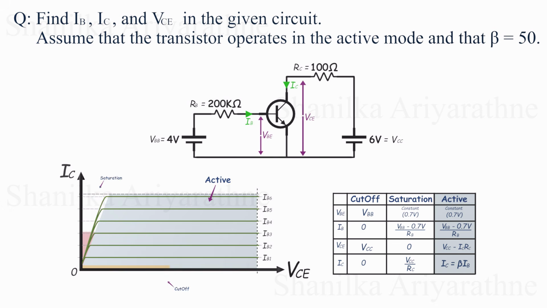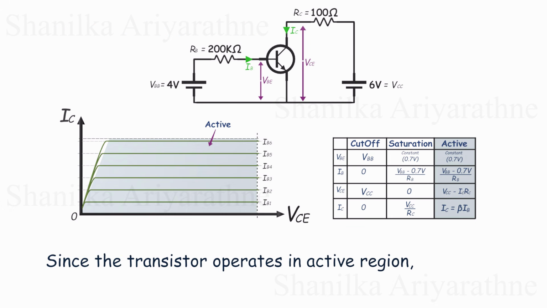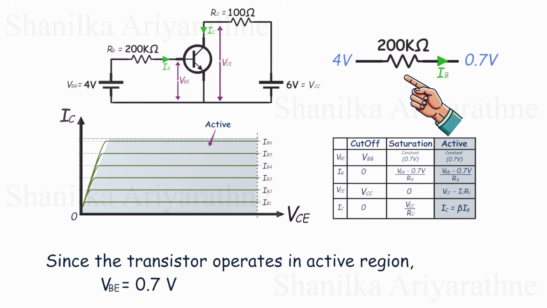In our problem, we're told the transistor is operating in active mode, so, like we mentioned earlier, we can confidently say that VBE equals 0.7 volts. Now let's find the base current, IB. Take a look at the base side of the circuit. We're dealing with a resistor RB, which has a value of 200 kilo ohms. It's connected between the voltage source VBB, which is 4 volts, and the base terminal. The base sits at 0.7 volts because of the VBE drop. That means we can calculate the voltage across the resistor. And since we know the resistance, we can use Ohm's law.